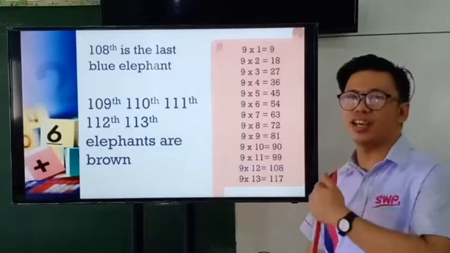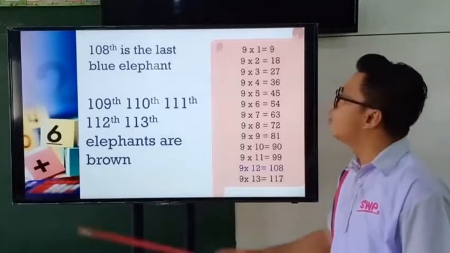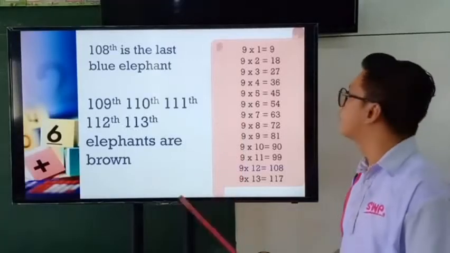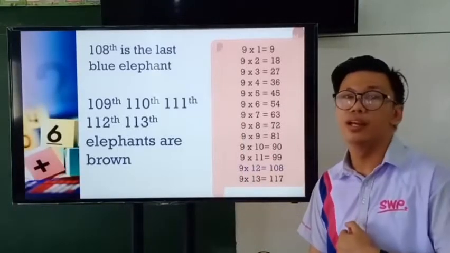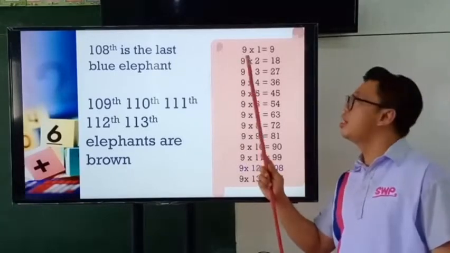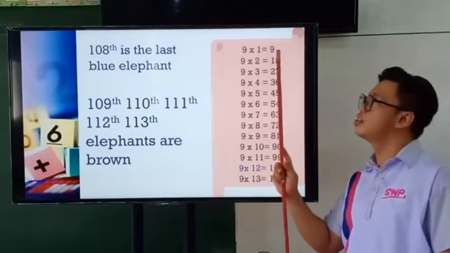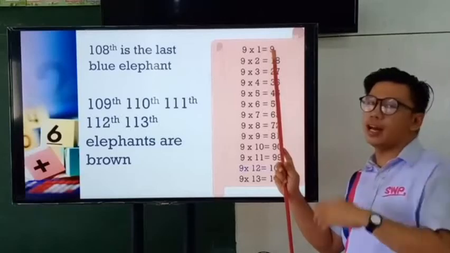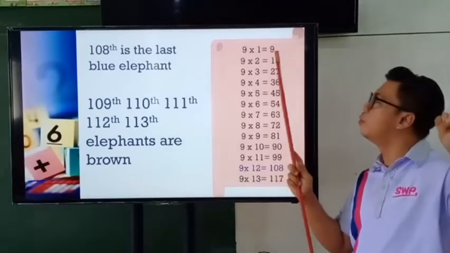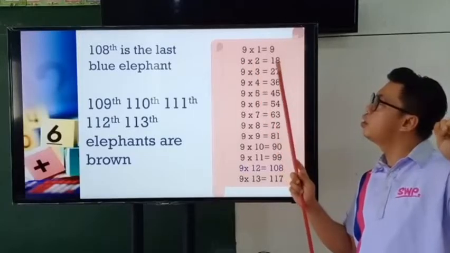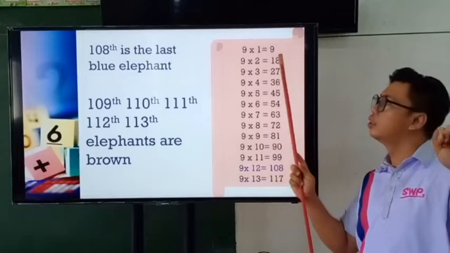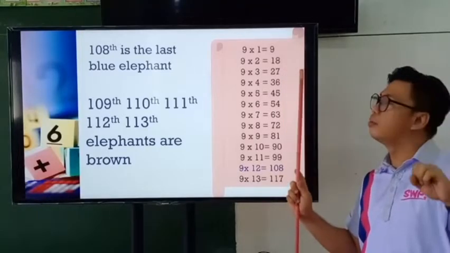Okay, now let's check your answer. Again, 100 is the last blue elephant. Why? We will use the 9 times table. So let's start. 9 times 1 is 9. So the end number is 9. So we call it, the last number 9 is the blue. So 9 times 2, the answer is 18. The last number is blue. So the next number is brown.